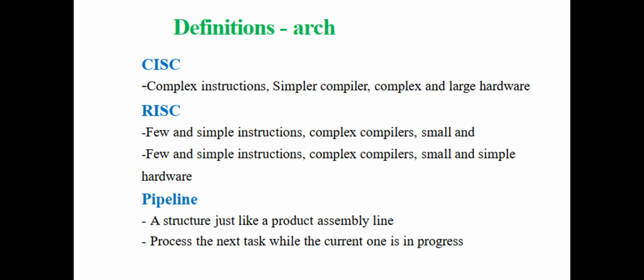Computer architecture and organization 5. Definitions. CISC: complex instructions, simpler compiler, complex and large hardware. RISC: simple instructions, complex compilers, small and simple hardware. Pipeline: a structure just like a product assembly line process, starting the next task while the current one is still in progress.